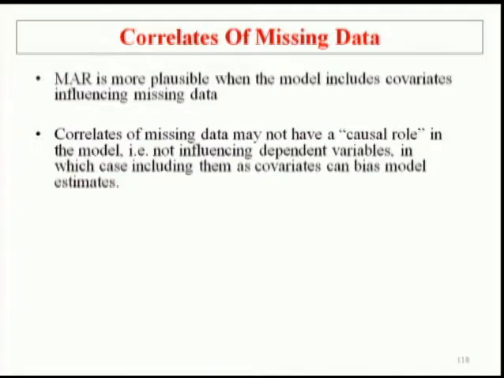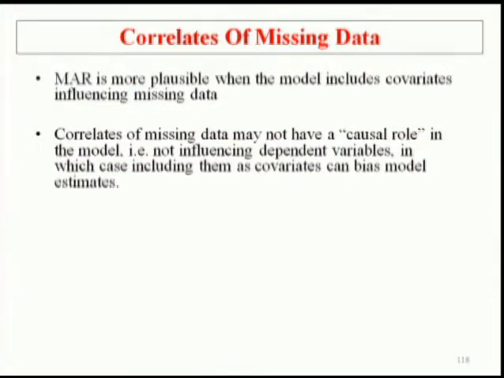So that is, they don't influence the dependent variables, they only influence the missingness. So if you include them as covariates in the model, it biases the estimates, because then the regression coefficients for the covariates that have a causal role will be partial regression coefficients, conditional on the other variables that only have a missing data role.